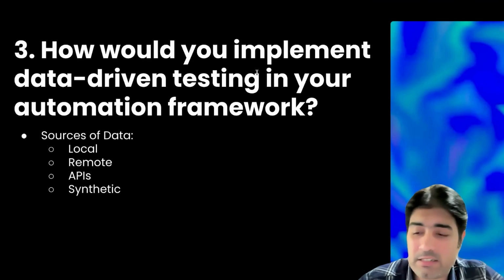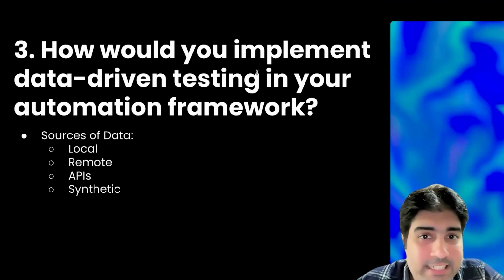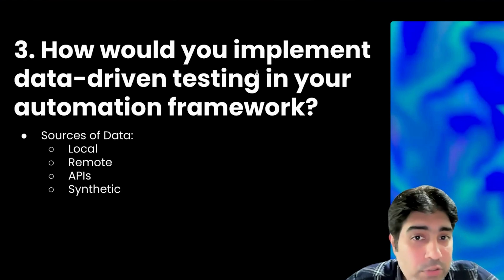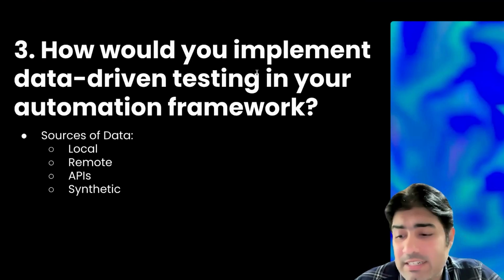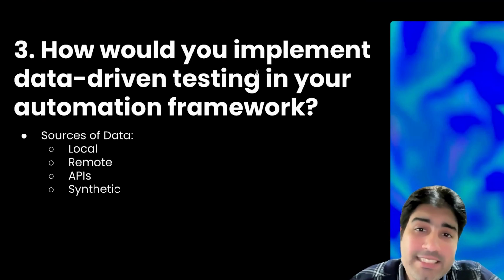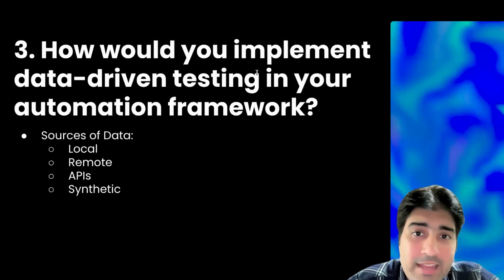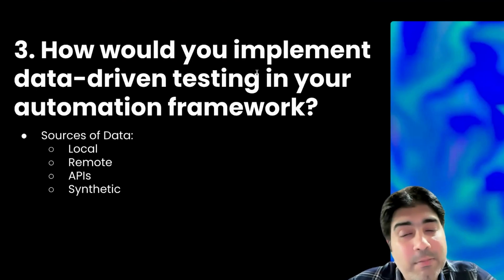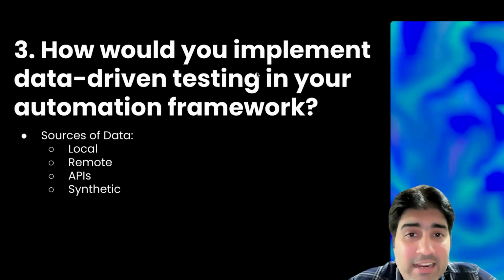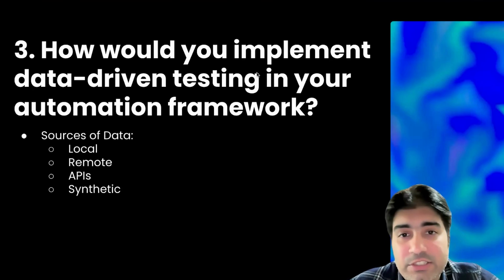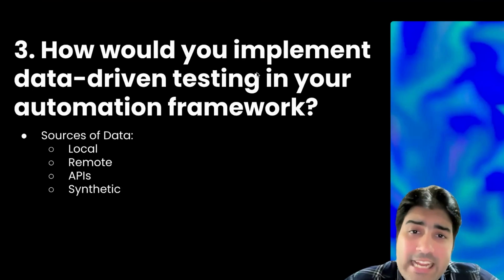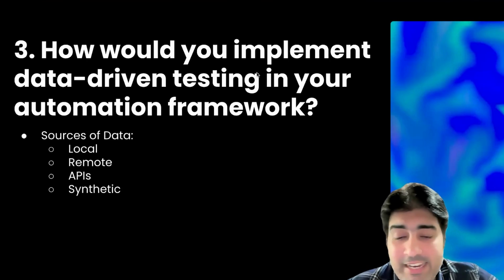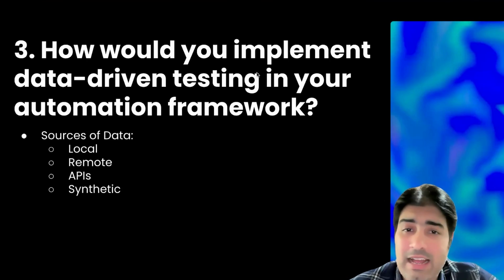Local in the form of whether it's JSON or CSVs, Excel, they are quick wins for small suites. Remote could be in the form of S3 buckets, GCS hosted JSON, or DB snapshots for larger datasets. APIs to call a test data provisioning API that returns ephemeral test entities. And lastly, synthetic data, for which you can make use of Faker or AI to generate edge case data in the form of Unicode characters, very large strings, boundary numbers, and so on and so forth.